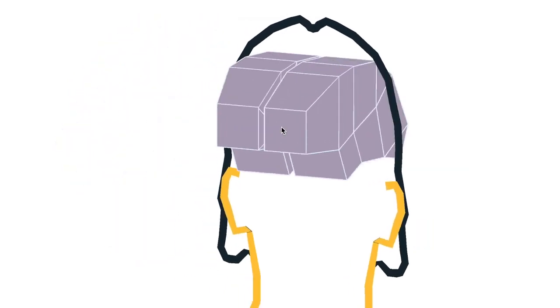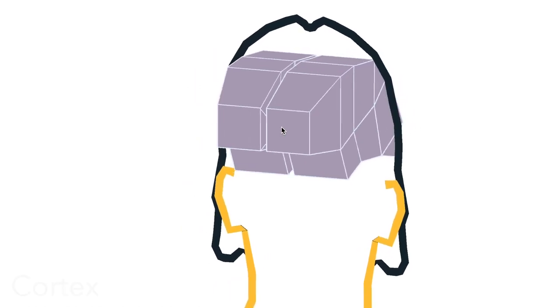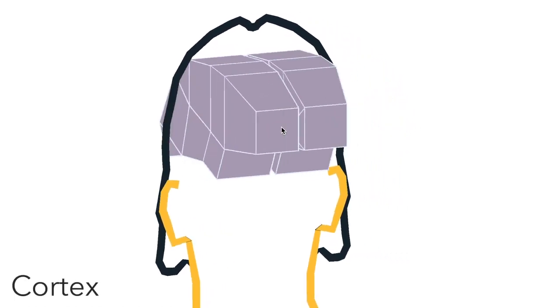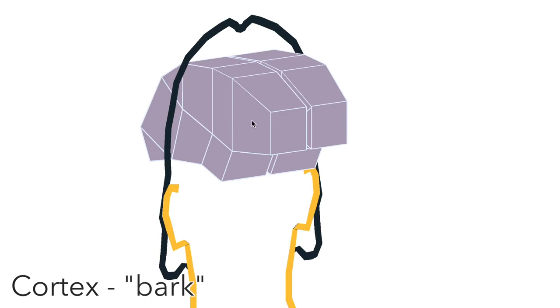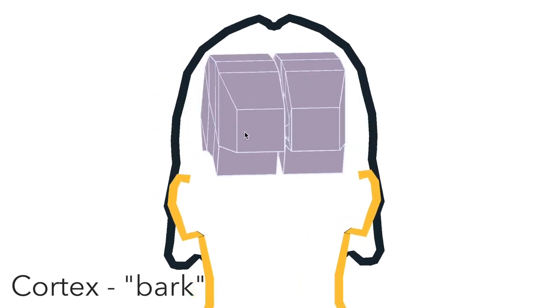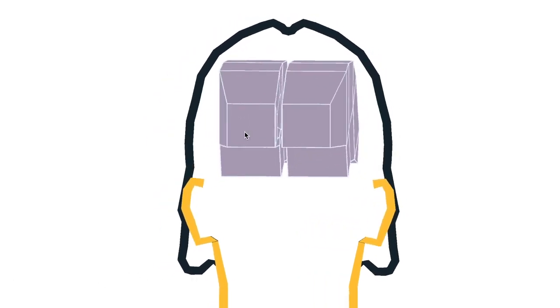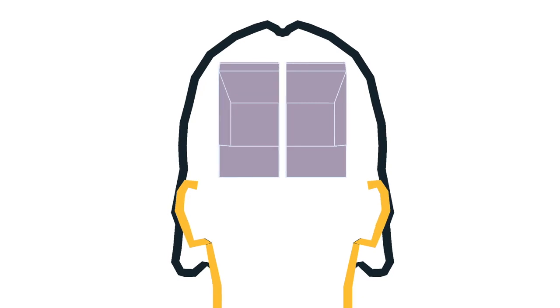And the first thing we see on the outside of the brain is the cortex. In Latin, this means bark, like the bark of a tree, because it is the rough outer surface of the brain. The cortex is all grey matter.